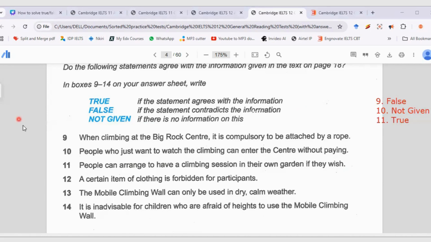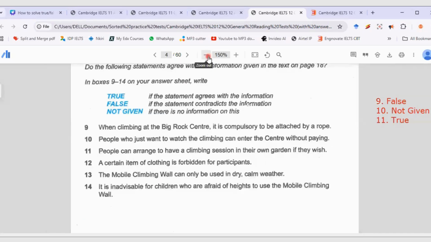This is actually the interesting thing about Cambridge IELTS General: it's actually easier. I think I mentioned it earlier on that IELTS General is easier than IELTS Academic.